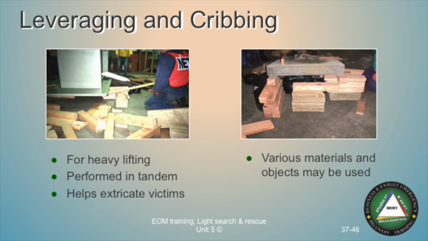You can use a pry bar, 4x4s, 2x4s, whatever, depending on the weight of what you're doing. Use a piece of wood as a fulcrum, which you can see in that picture. Cribbing, you can use various materials: bricks, pieces of wood stacked up so that when you lift, you put those underneath so that they don't come back down on top of the person, or you lose your grip and it comes down on the person.